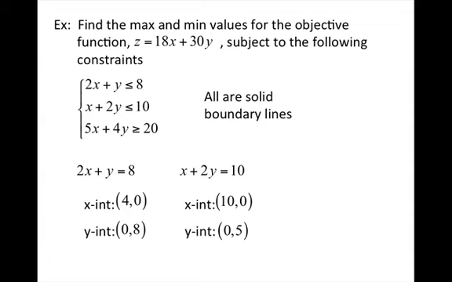And then finally, 5x plus 4y equals 20. For the x-intercept, let y be 0. So you have 5x equals 20. If you divide by 5, x equals 4. So you have the ordered pair 4, 0. Then for the y-intercept, let x be 0. So you have 4y equals 20. If you divide by 4, you get y equals 5. So I have the ordered pair 0, 5.